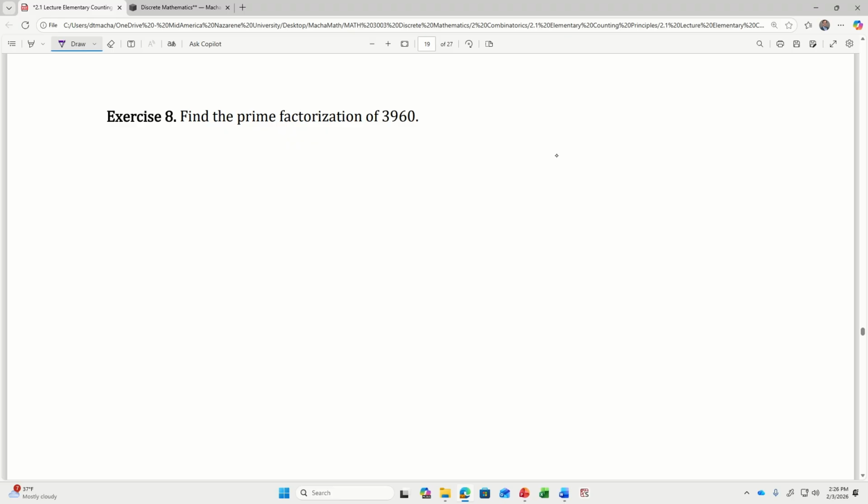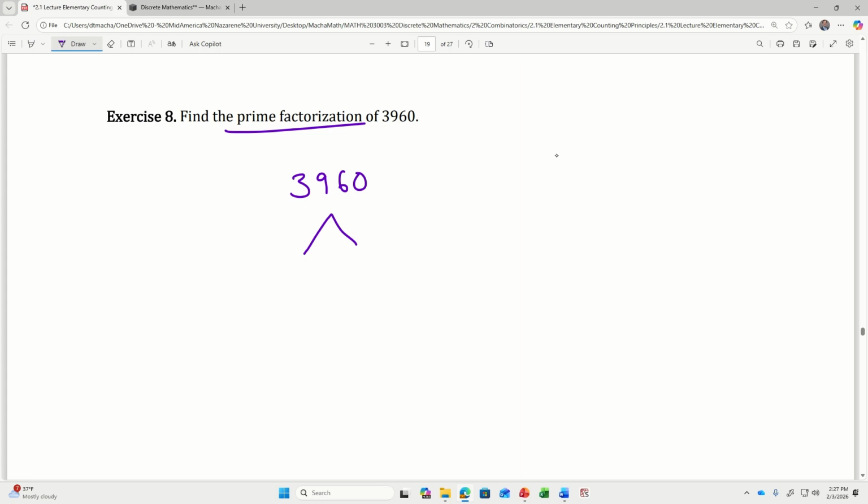All right, find the prime factorization of the number 3,960. I did not do prime factorizations except in like 6th grade or something. It's not a topic that comes up a lot in school, but you probably remember doing this once from grade school. Here's how you do prime factorizations. You ask yourself, is this number divisible by 2?